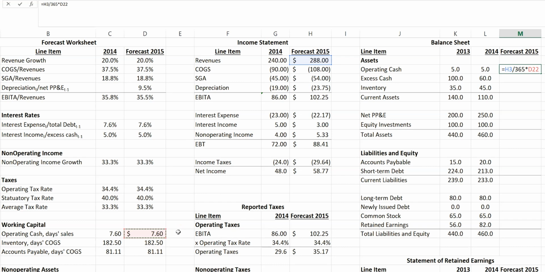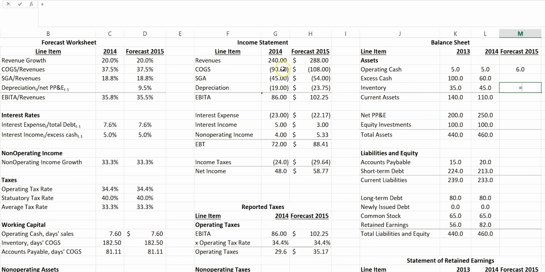All right, so revenue divided by 365 gives me how much revenue per day is earned, and then I'm going to hold 7.6 of those days as cash, as operating cash. So my operating cash goes up slightly because my revenue goes up slightly. Again, we'll come back to excess cash.